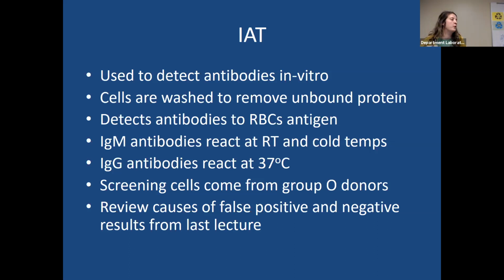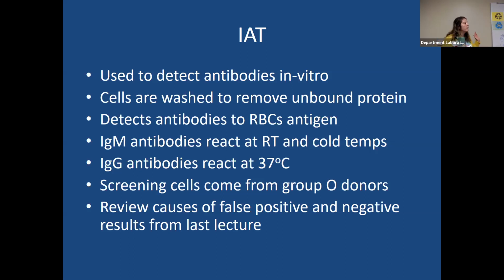Your IAT is what we call a 3-phase test, right? Remember, we're going to do initial spin. That's where we'll detect any of our IgM antibodies that are reacting at room temp. Then we're going to incubate at 37 degrees. And then we will wash and add AHG, and we'll do our AHG phase of testing. Okay, that's your 3 phases of testing with IAT.